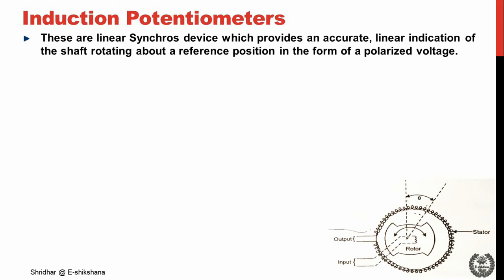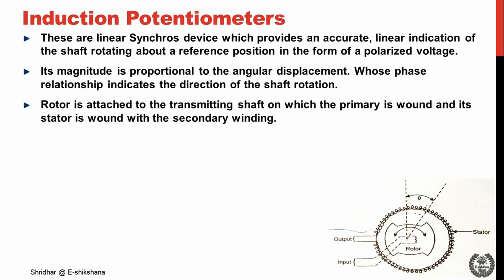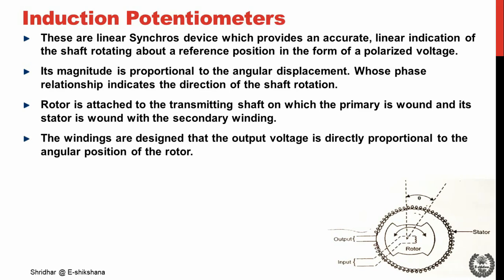The arrangement is shown in the diagram, which consists of a rotor and the stator with angle of theta. It consists of a rotor attached to a transmitting shaft on which the primary is wound, and its stator is wound with the secondary winding. The winding is designed so that the output voltage is directly proportional to the angular position of the rotor.